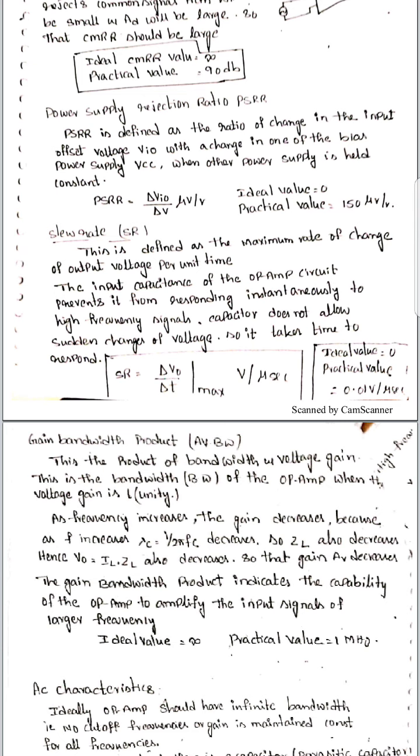Slew rate. This is defined as the maximum rate of change of output voltage per unit time. The input capacitance of the op amp circuit prevents it from responding instantaneously to high frequency signals. A capacitor does not allow sudden changes of voltage, so it takes time to respond. SR is equal to delta V0 by delta T maximum.